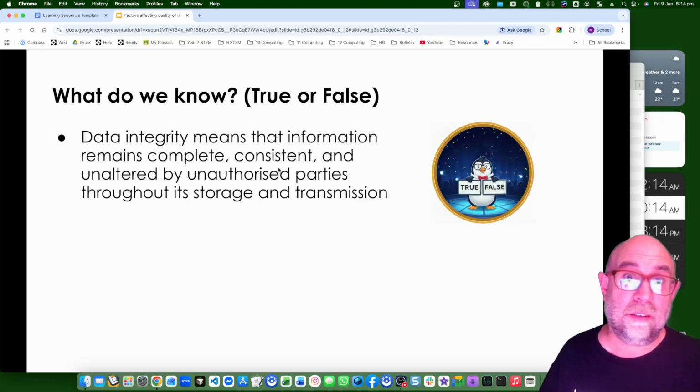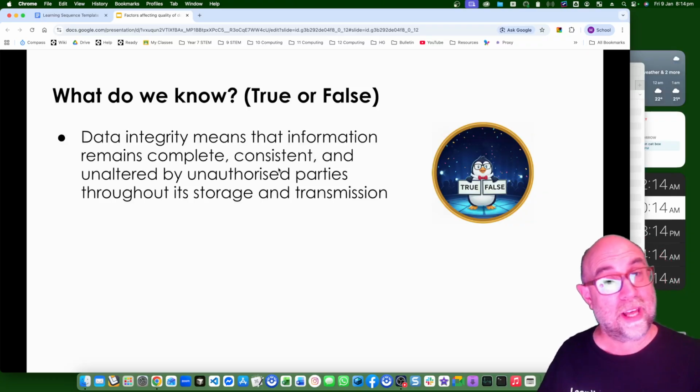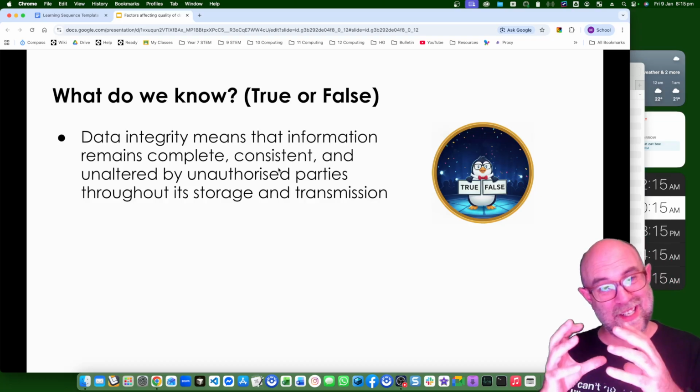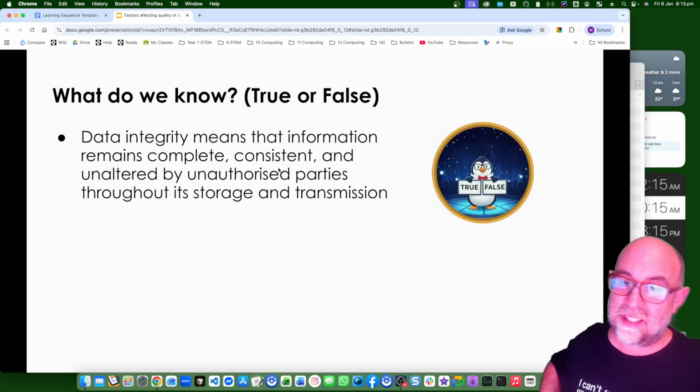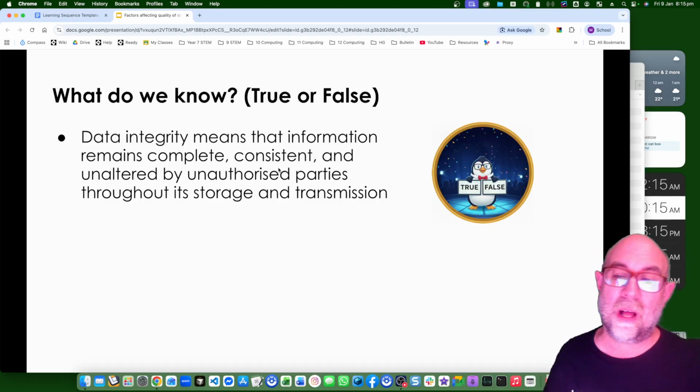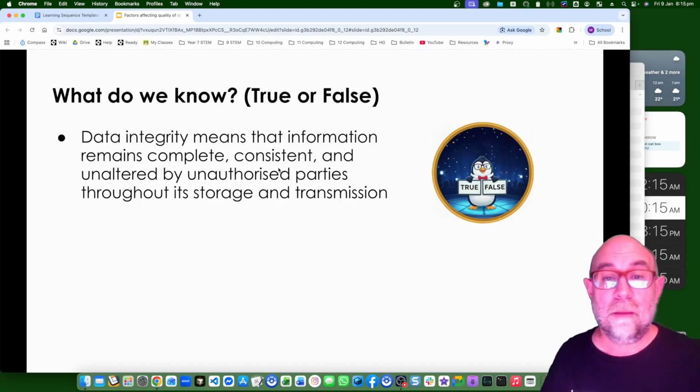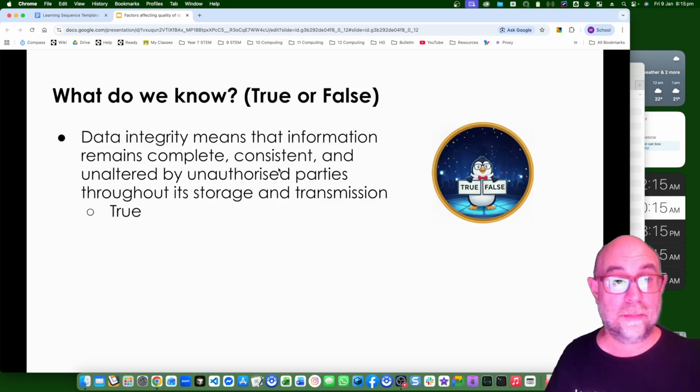In fact, in lawn bowls, we talk about the ball having a bias, and it doesn't mean that the ball is sneaky or underhanded or dishonest. It just means that it consistently rolls off to one side because of the way that it's weighted, if that helps you remember bias. Data integrity means that information remains complete, consistent and unaltered by unauthorised parties through its storage and transmission. Yep, that is in fact exactly what data integrity means.